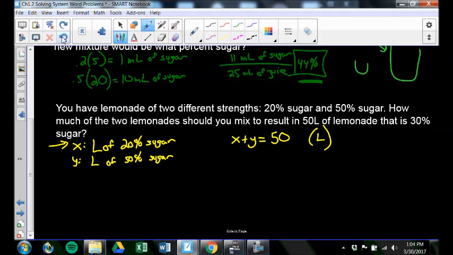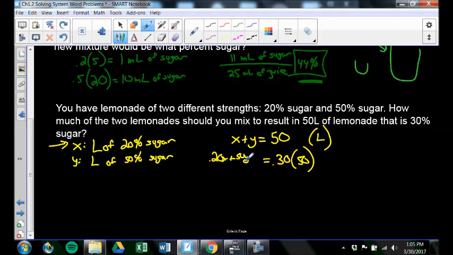Next, I have to do the amount of sugar. I only want the process that I'm done with to be 30% sugar. So when I'm all said and done, I want 30% of this lemonade to be sugar, which I have no idea if that's high or not. My guess is that's pretty high. I know that I've got 20% sugar and 50% sugar combining to get me to that 30%.